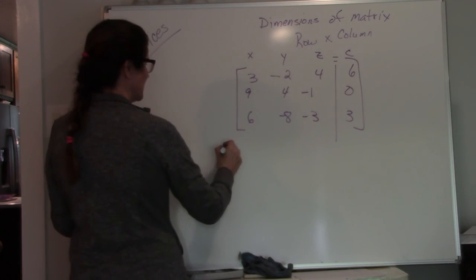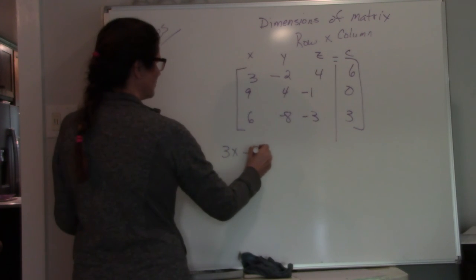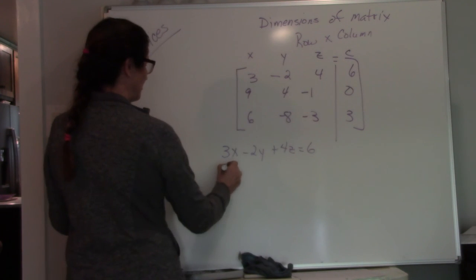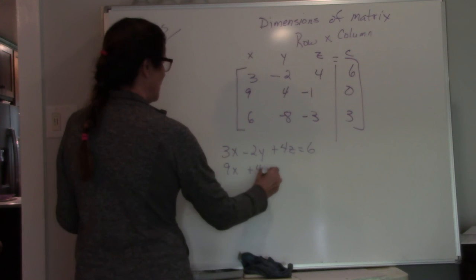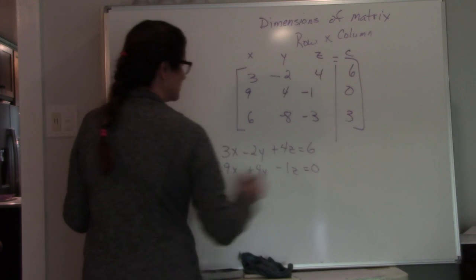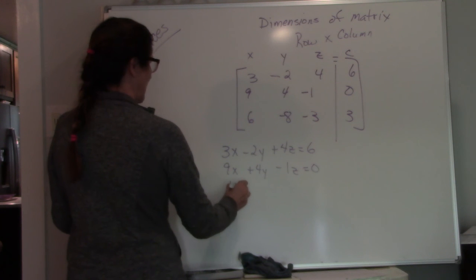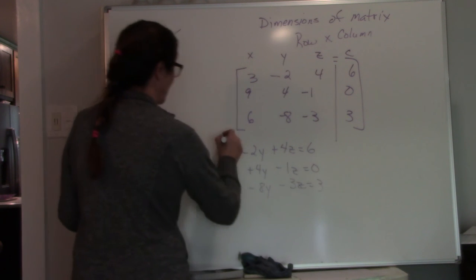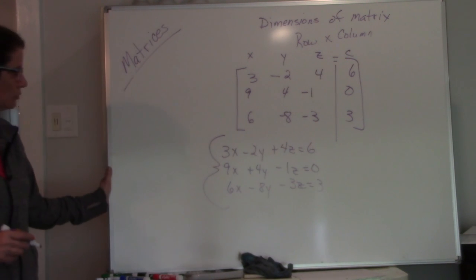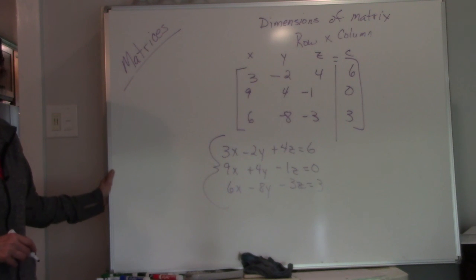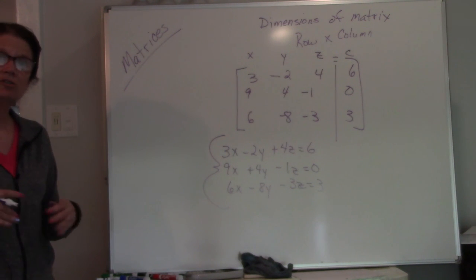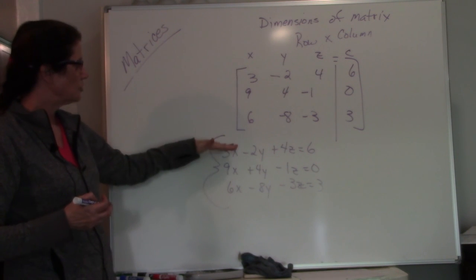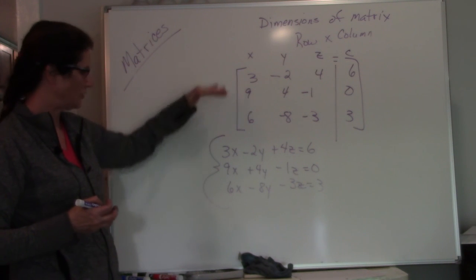So it's actually quite easy. You go 3x minus 2y plus 4z equals 6. Second row, 9x plus 4y minus 1z equals 0. Third row, 6x minus 8y minus 3z equals 3. And that is your three equations, 3 unknowns. That is your system of equations. Now, we are not going to ask you to solve these, but you do need to know how to go from a matrix to a system of equations and a system of equations back to a matrix.